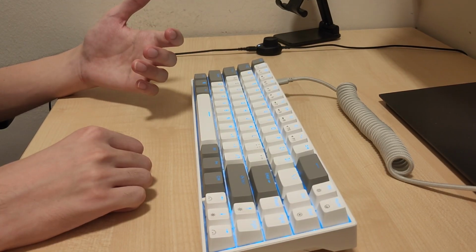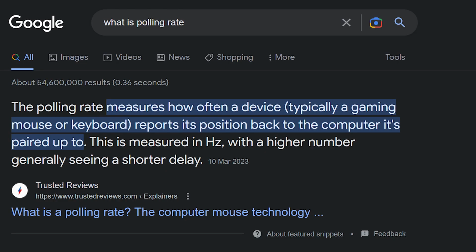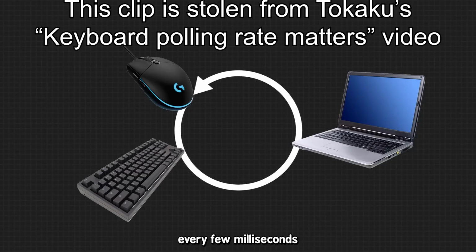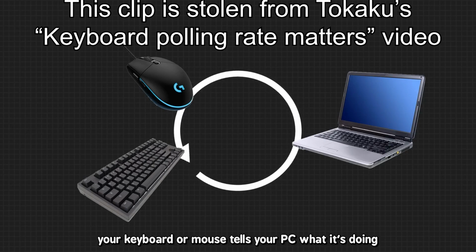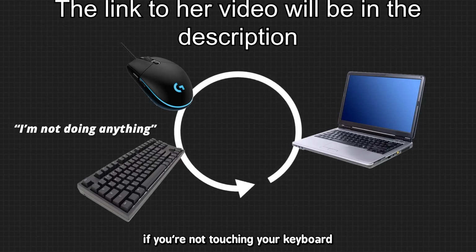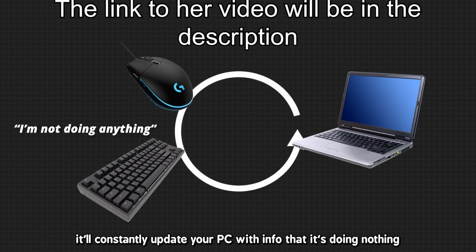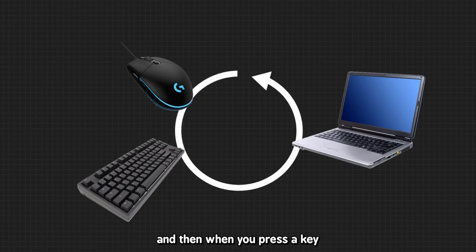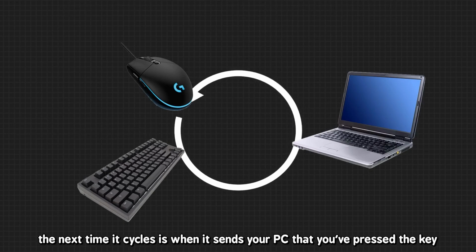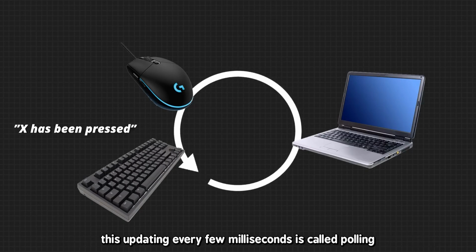Well, according to a simple Google search, polling rate measures how often a device, typically a gaming mouse or keyboard, reports its position back to the computer it's paired up to. So for keyboards, it's basically how often your keyboard tells the PC what key is being pressed. So 125Hz polling rate means the keyboard is talking to your PC 125 times a second, while 1000Hz means it talks to your PC 1000 times a second.